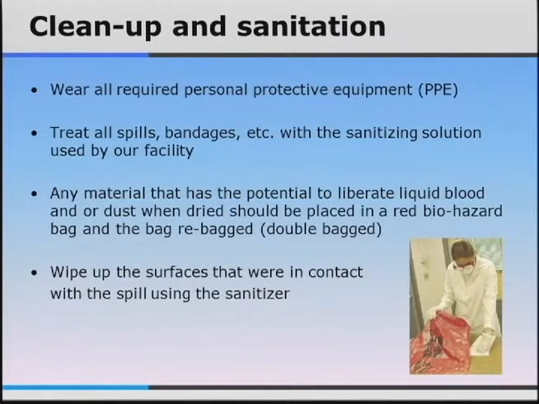In the event that you do not have a red biohazard bag, you can use a regular bag, such as a Wegmans bag. Make sure that you double bag it, tie it with a knot, mark it that it's a biohazard, and then put it in the dumpster.